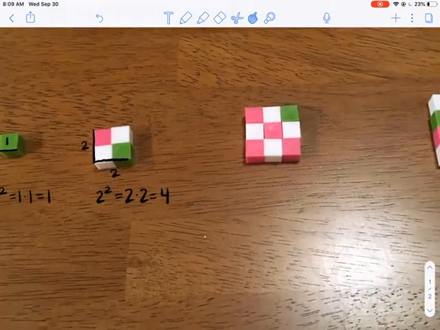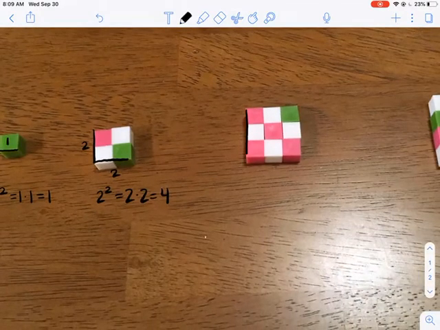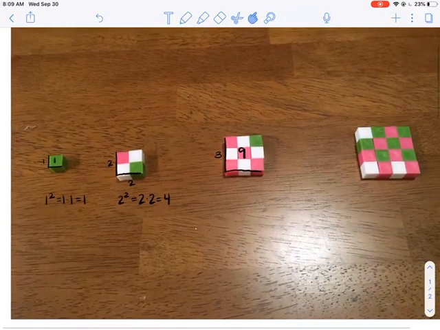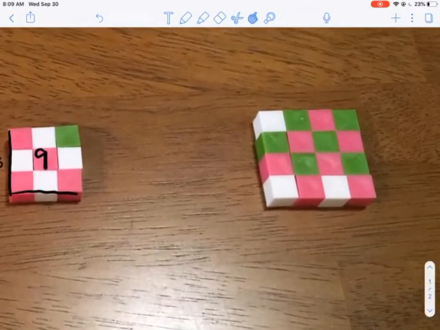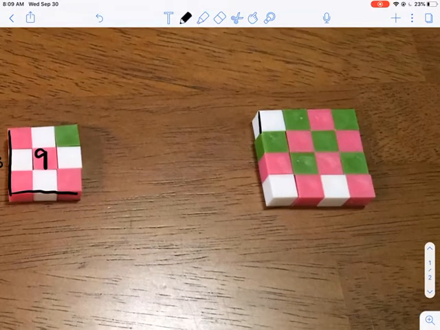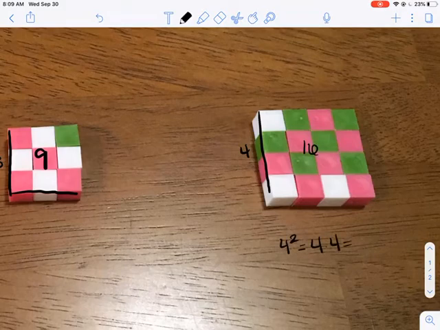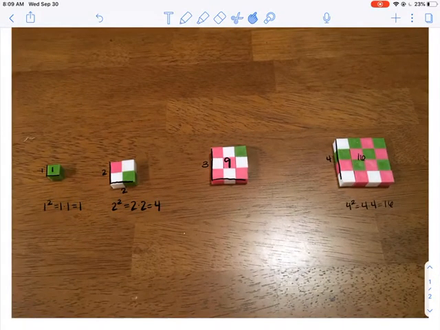And then I bet you can guess what 3 squared is. There's my side length of 3. My area, how many squares I have in there, there are 9. 1, 2, 3, 4, 5, 6, 7, 8, 9. And then on this one, I have a side length of 4, and then my area is 16. So 4 squared equals 4 times 4, that's how you find the area of a square, is 16. Okay, so those are pretty easy.